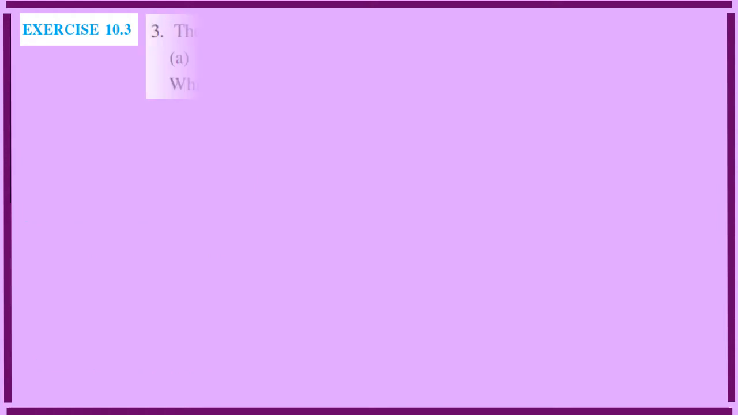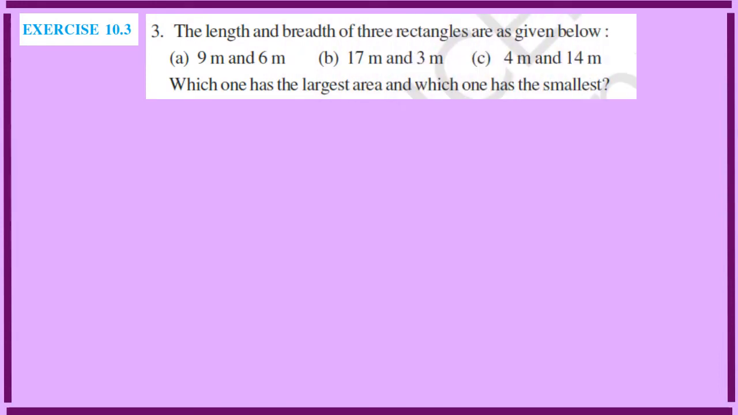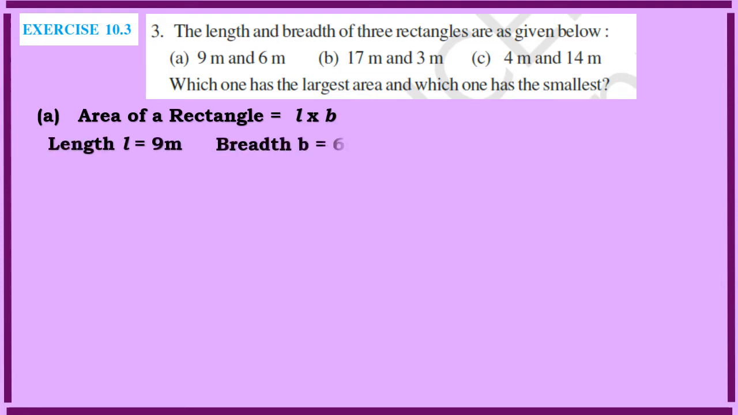Let us move on to question number 3. The length and breadth of 3 rectangles are as given below. Which one has the largest area and which one has the smallest area? So we have to find the area of all these 3 rectangles. Let us first find the area of the first rectangle, which is equal to length into breadth. Length and breadth is given. So the area is 9 into 6, 54 square meter.